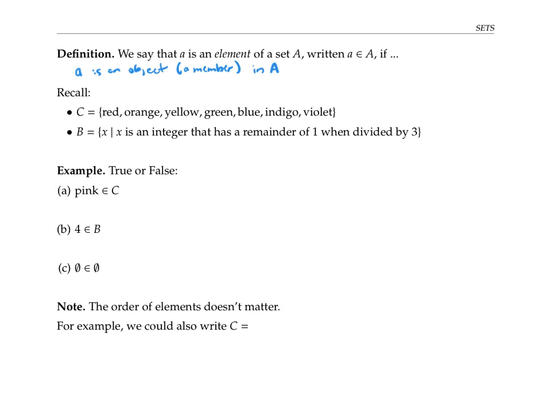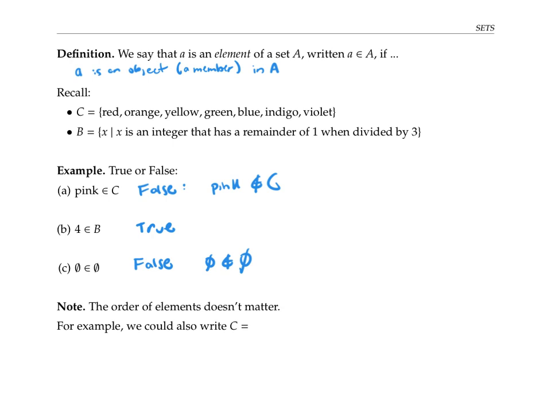It's not true that pink is an element of C, since C only contains the colors red, orange, yellow, green, blue, indigo, and violet. In fact, we can write that pink is not an element of C. Now it is true that 4 is an element of B, since 4 is an integer, and 4 does have a remainder of 1 when divided by 3. The last statement is false.